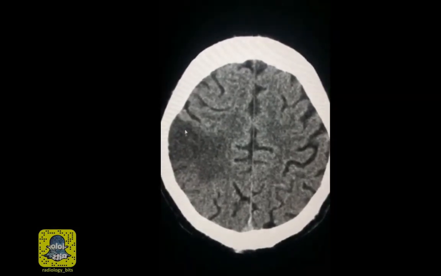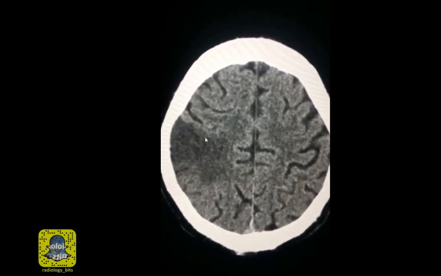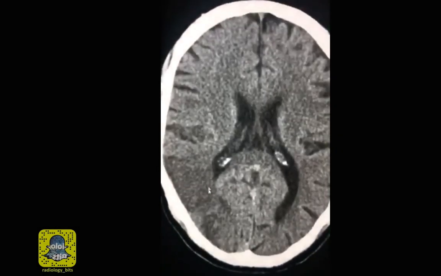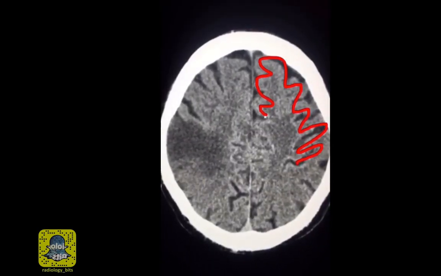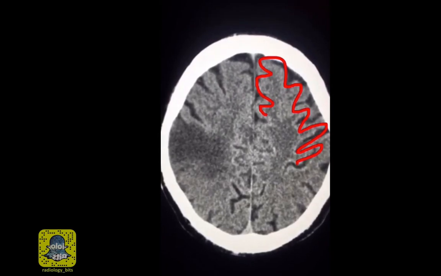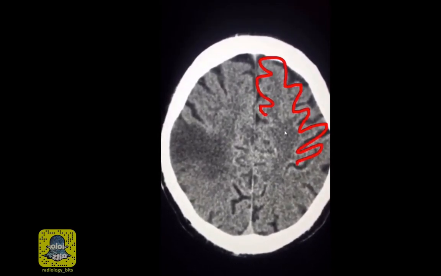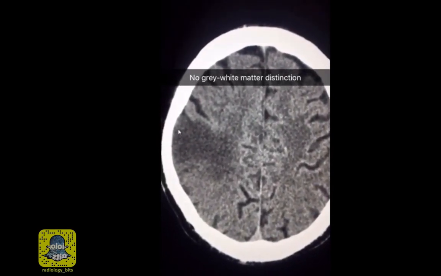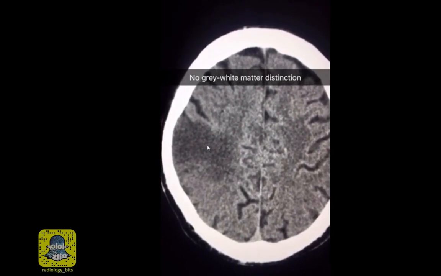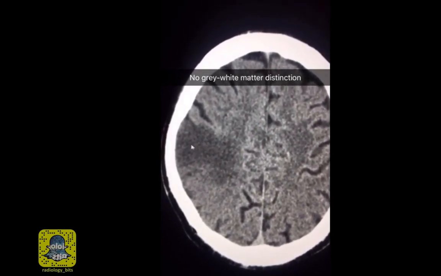So the abnormality is located on the right side. You see this large hypodensity in the frontal lobe as well as another hypodensity in the parietal lobe. Now compare this to the normal left side where you have this undulating normal bright cortex and normal underlying hypodense white matter. The hypodensity on the right involves both the cortex and the underlying white matter, so the distinction between the white and gray matter is lost.